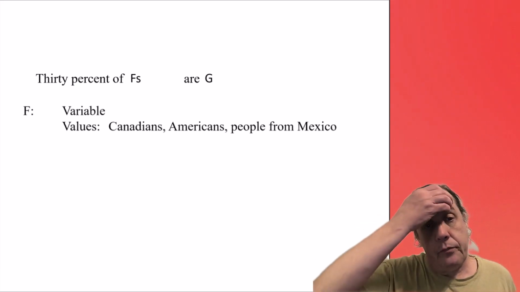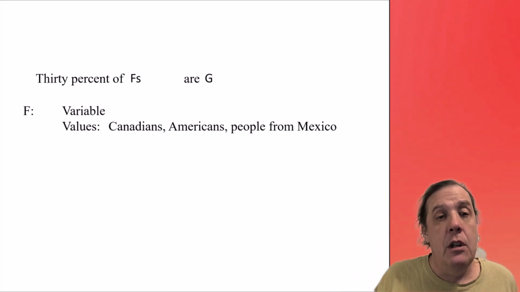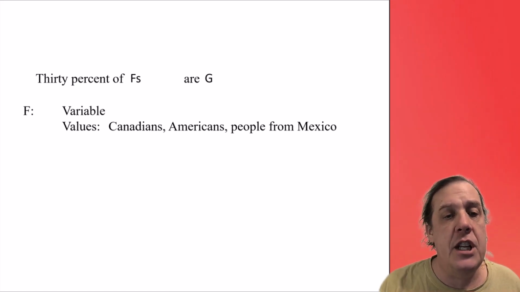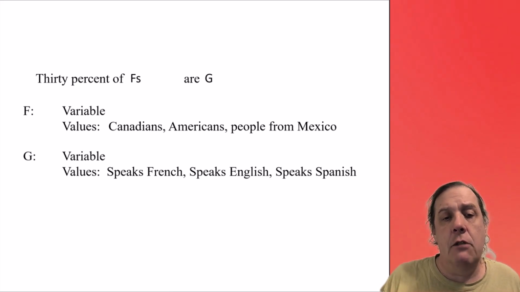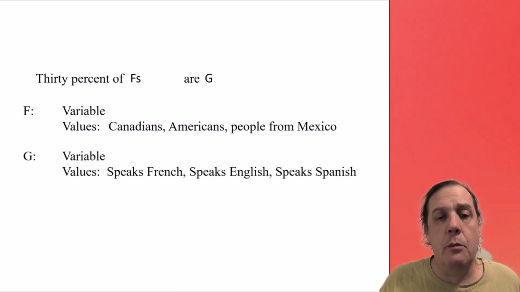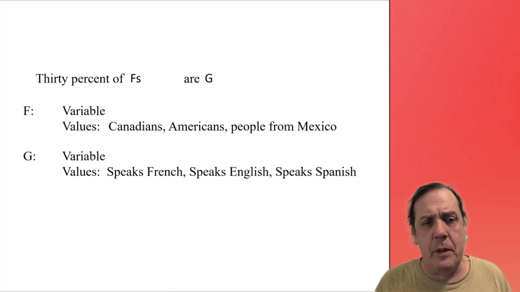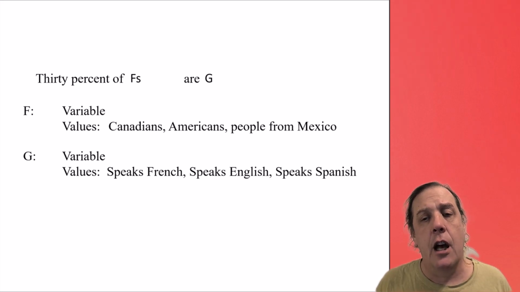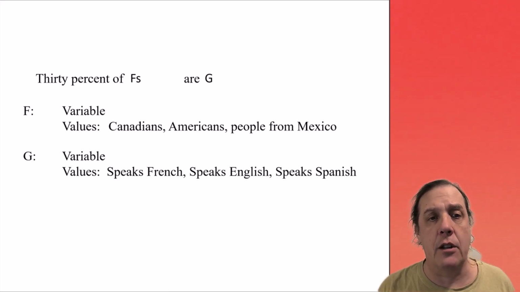So if the variable is F, it was Canadians, but it could also wind up being Americans or people from Mexico or whatever. And then the G, the G originally was people who speak French, but it could also be people who speak English, people who speak Spanish, right? And so we're just bringing in some language of mathematics here to talk about subject and predicate and hook up what we're doing with standard terminology in statistics. So let me give you one more example, and then we will move on to talk about inductive generalization.